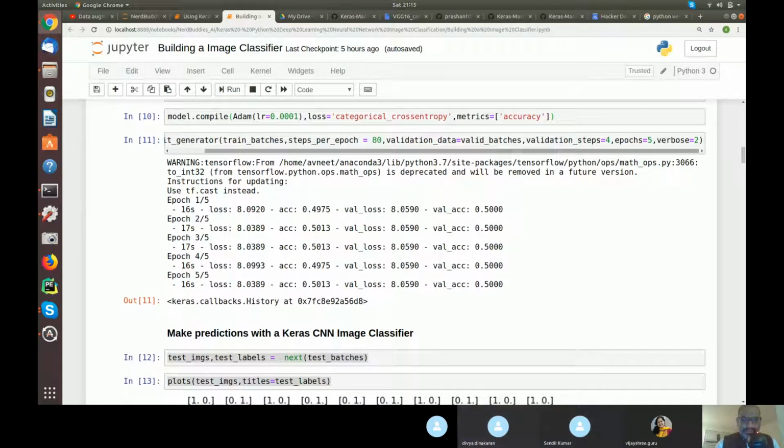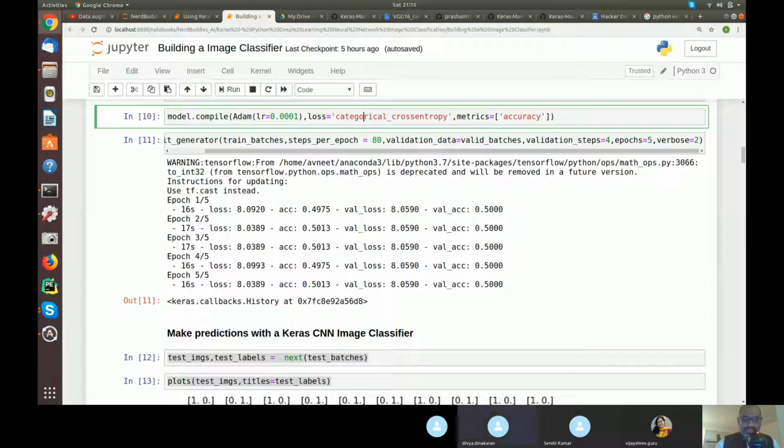So you can run that. And the next step is to compile. And we give it the optimization function, which is Adam. And as we had discussed, optimization is like finding the bottom of the valley. So you're standing at a particular place in the valley, and you see where the steepest direction is, and you take a step in that direction.